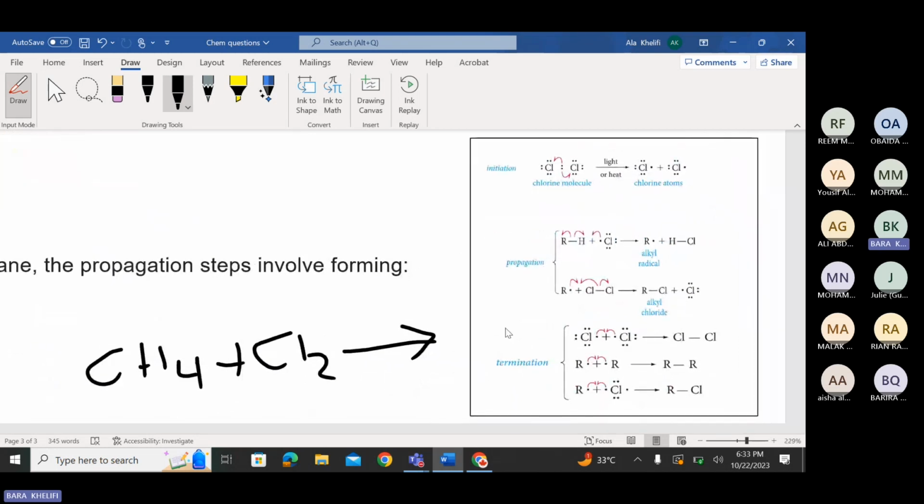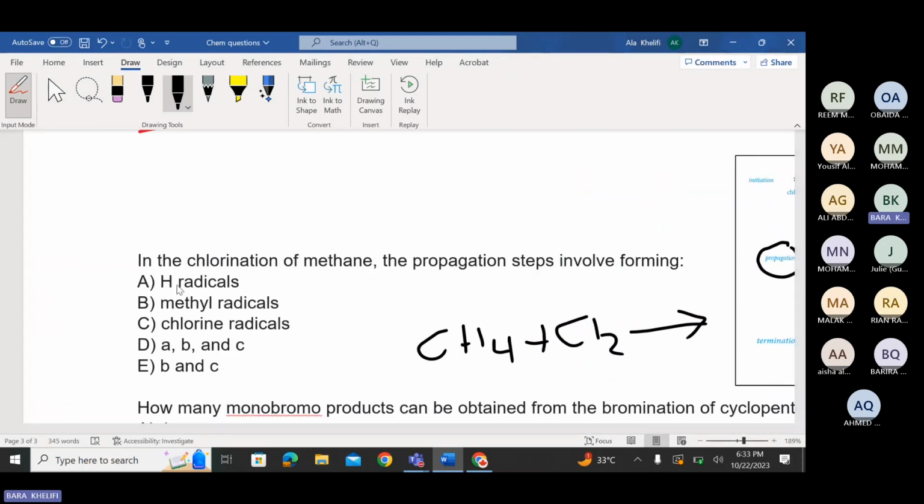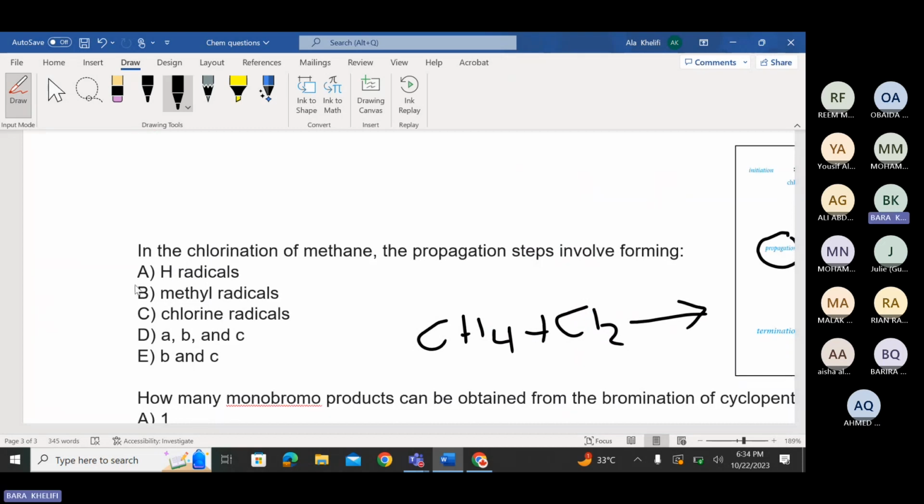They asked for propagation. Now in propagation, we could see that we formed an alkyl radical. Then we could see that another radical is formed, which is a Cl radical. So during propagation, you would most likely see two types of radical: an alkyl group radical and the halogen radical. So let's see in this question.